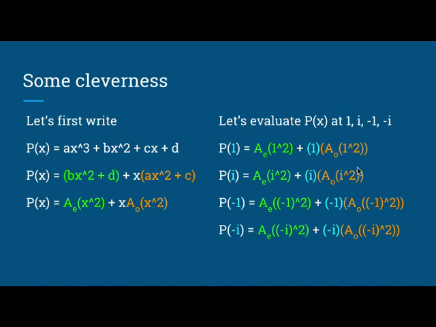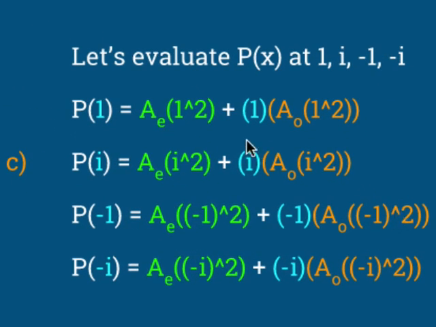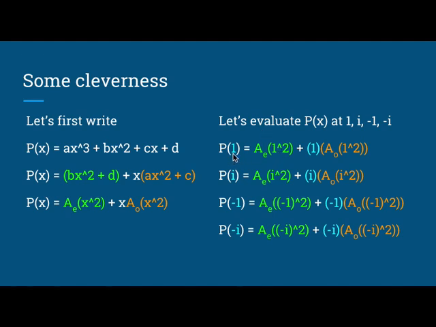So the whole thing is worked out here. Let me zoom in, this is important. Actually, let's keep it zoomed out so we can see both. P of 1 is AE of 1 squared, because this is x squared, plus x as is, which is 1, times AO of 1 squared. Questions on the first line? The next one is P of i, in which case I plug in AE of i squared plus i times AO of i squared, and so on. I write this for all 4.